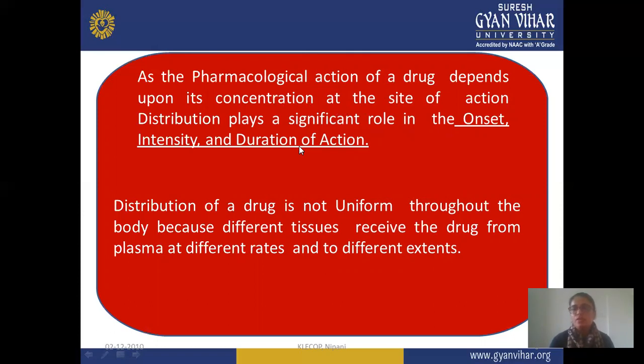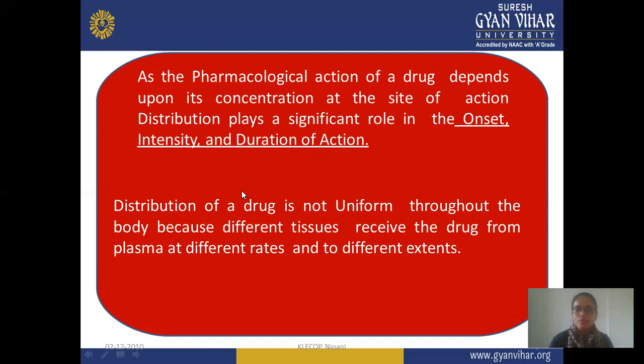Or suppose you prepare a controlled release tablet. In this condition, you ensure that your drug is released in a slow manner, and that a particular duration is achieved for your formulation. So the pharmacological response is observed in distribution, and it plays a significant role not only in distribution but also in onset of action, intensity of a drug, and duration of the action.